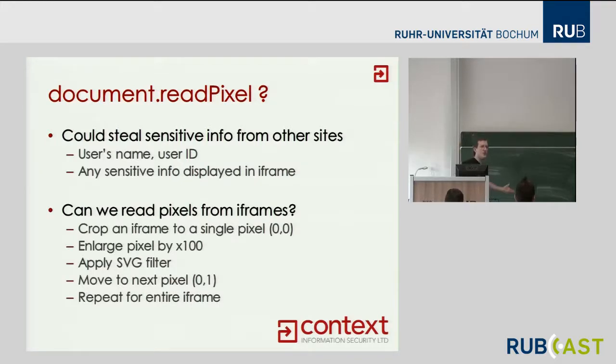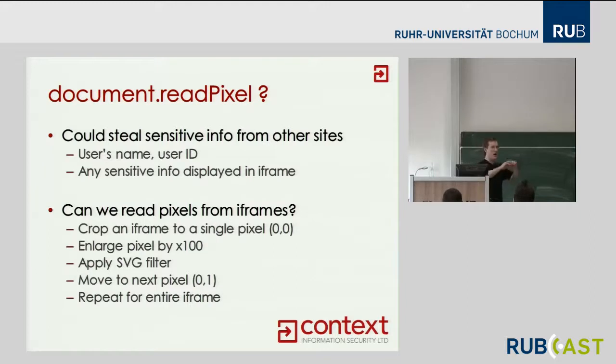The previous demo I showed you was essentially reading a single pixel, something that's black or white in this large square. So how could we read pixels from an iframe using this technique? The first thing to do would be to load our site into the iframe, and then we can use CSS to make only a single pixel visible, maybe just the top left-hand pixel of that iframe. The rest of it will be hidden from view.